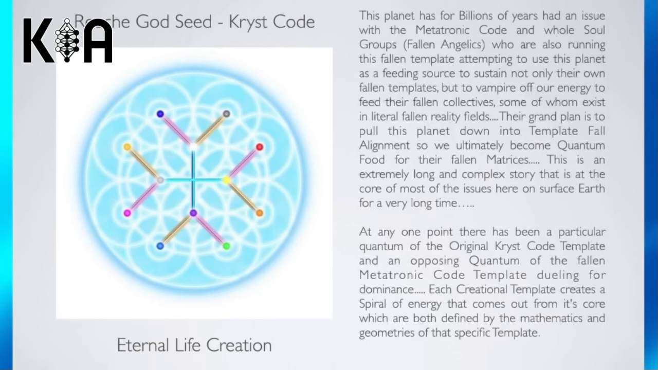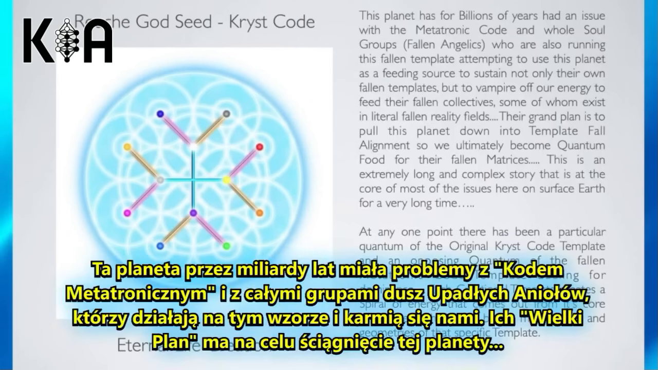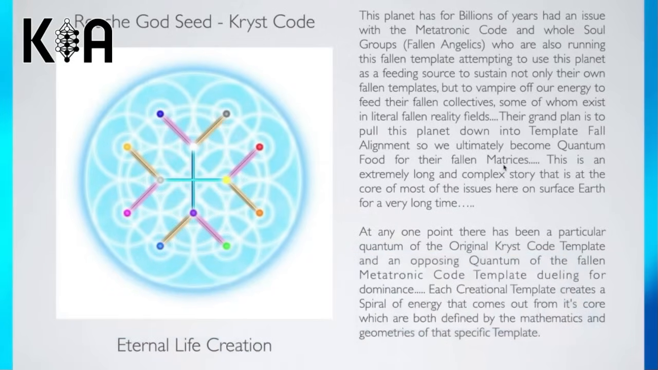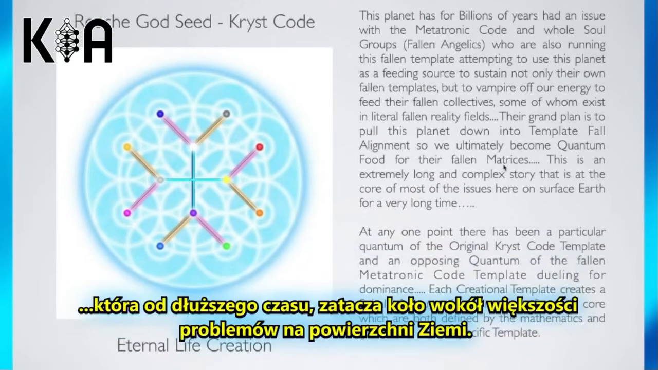Okay, this planet has for billions of years had an issue with the Metatronic code, and whole soul groups again are running this template and basically feeding off us. The grand plan is to pull this entire planet down into template fall alignment so we ultimately become quantum food for their fallen matrices. This is an extremely long and complex story that is at the core of most of the issues here on surface Earth for a very long time.